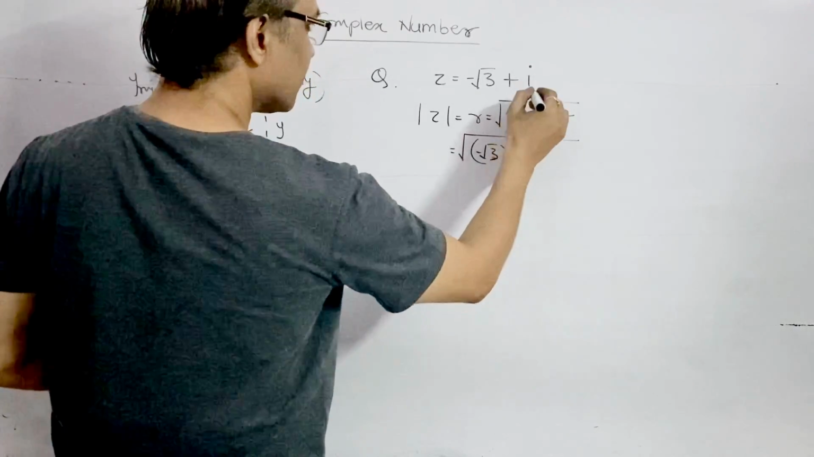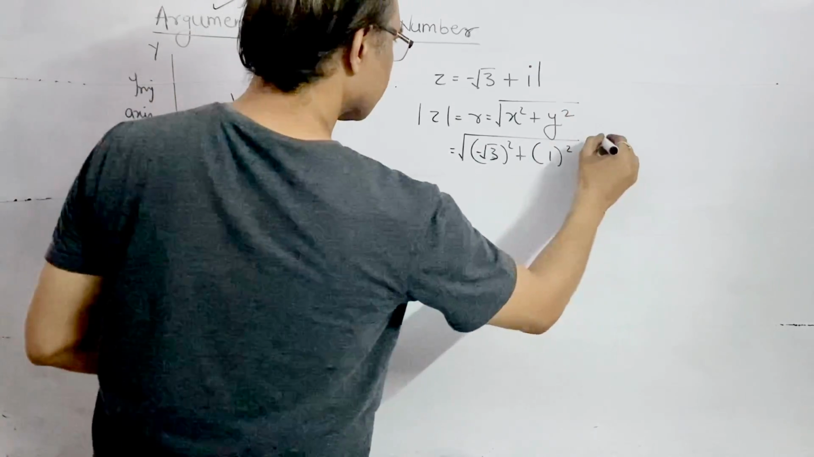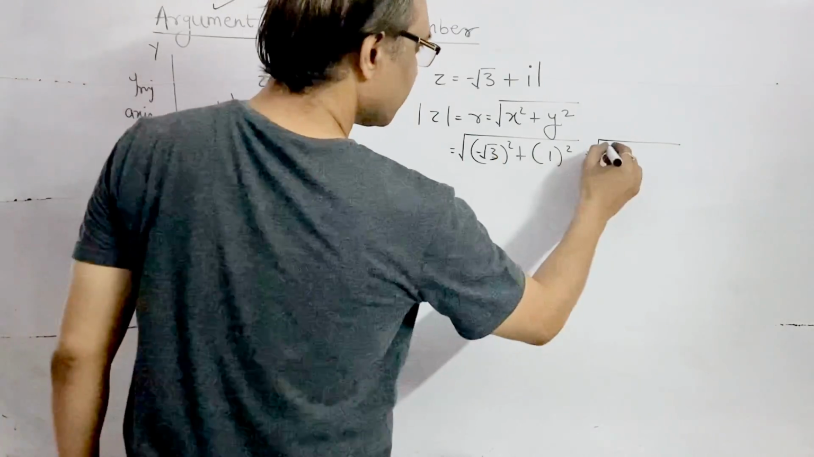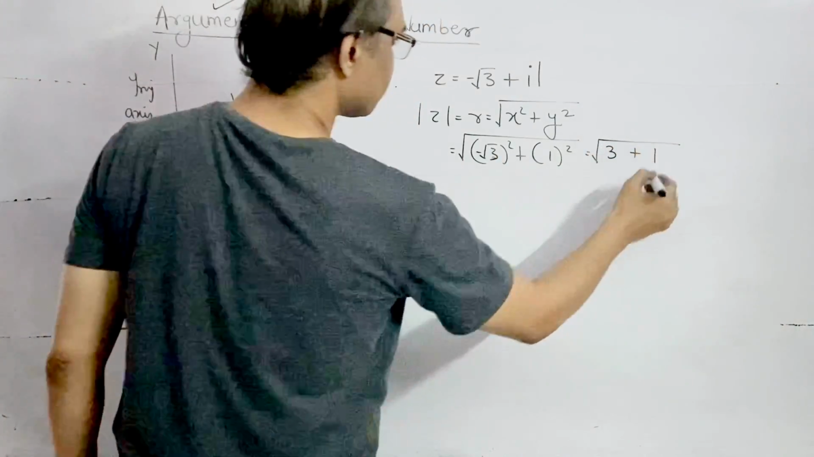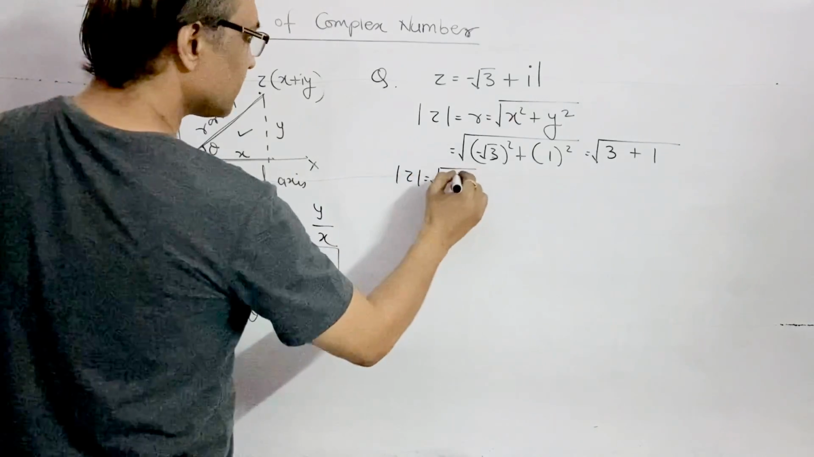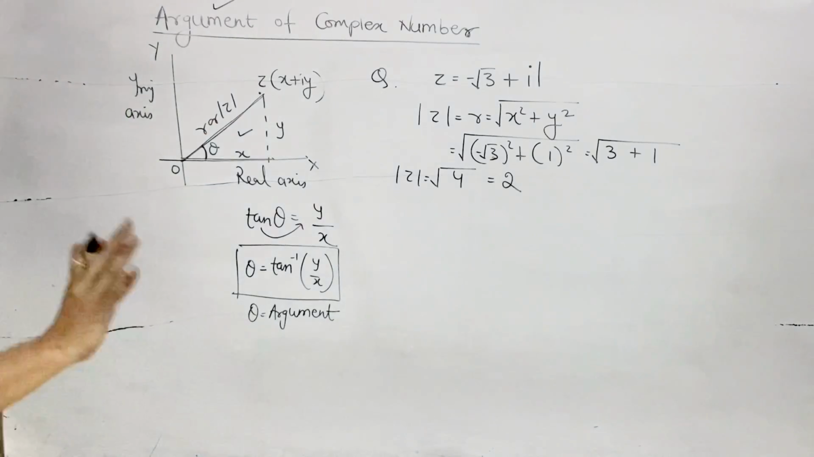What is the value of y? Value of y here is 1. 1 square. That means under root, minus root 3 square is 3. 1 square is 1. So mod z is under root 3 plus 1. That is root 4. That is 2. So we've got the value of modulus.